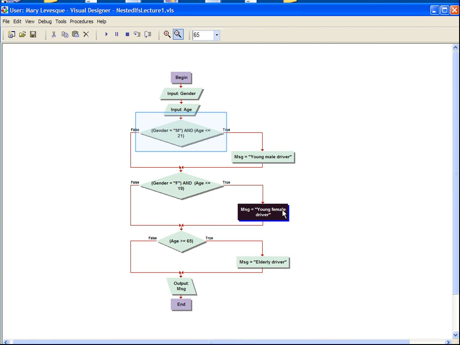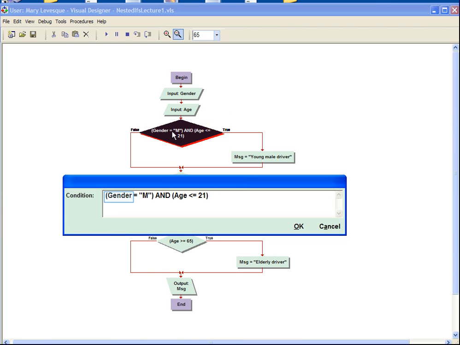Let's back up to the first one and take a look at the compound condition. We have the subject gender, the operator equal, the object M. We have a second condition, subject age, operator less than or equal, object 21. In both of these cases we have literals or constants as the objects. Fairly normal. They are connected with the logical operator AND. We will not spend a great deal of time on this. You are expected to read about it in the logic structures handout.